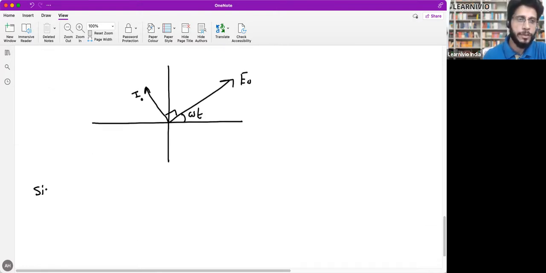After the phasor diagram, he can ask you to draw a sine curve. See, for EMF, the equation is E naught sine omega t.